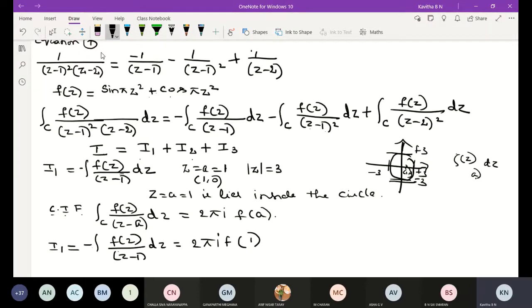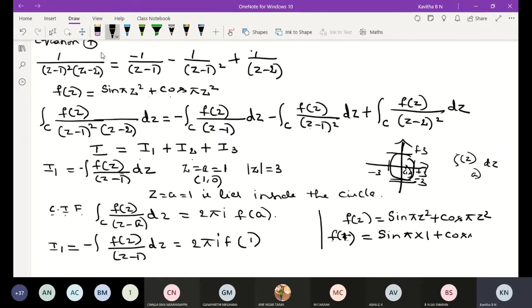Then observe here, we need to find f of 1. What is f of z? Observe here, f of z is sin pi z square plus cos pi z square. Then f of 1: z is equal to 1, so in place of z substitute 1 here. f of 1 is equal to sin pi into 1 plus cos pi into 1.